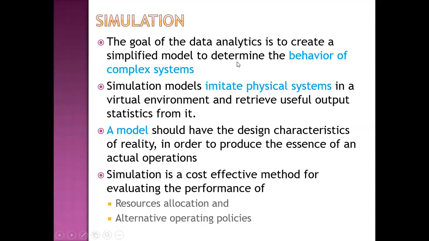The goal of data analytics is to create a simplified model to determine the behavior of complex systems. Simulation models imitate physical systems in a virtual environment and retrieve useful output statistics from it. A model should have the design characteristics of reality in order to produce the essence of actual operations. Simulation is a cost-effective method for evaluating the performance of resource allocation and alternative operating policies.